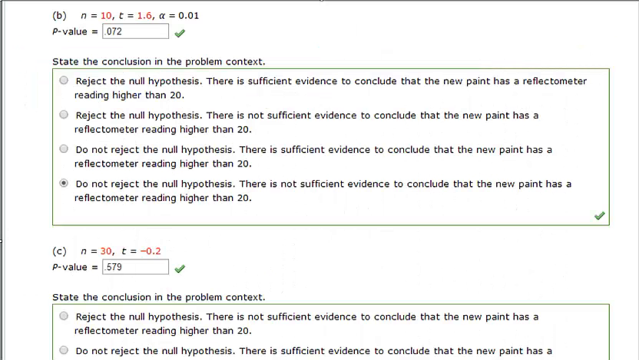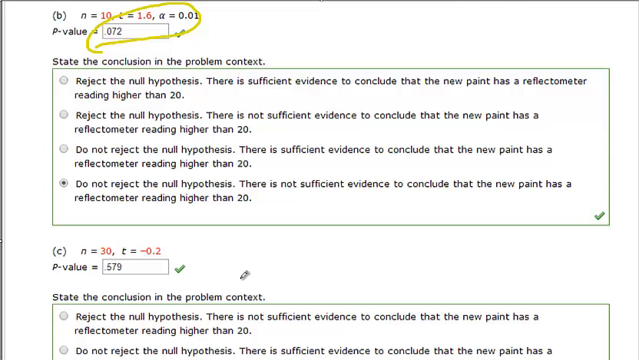Let me go back. So we have keyed in our p-value, comparing it with this alpha value. The probability of this happening is 7.2%. Our alpha says if it's less than 1%, reject it. Well, it's way more than that, so we do not reject the null, and we say that we're fine on all this.